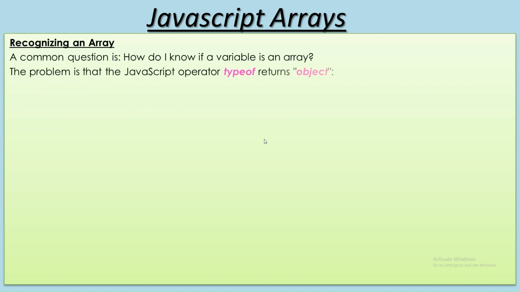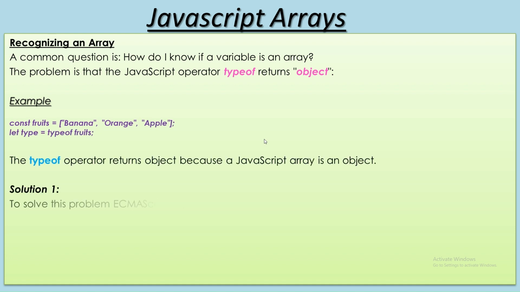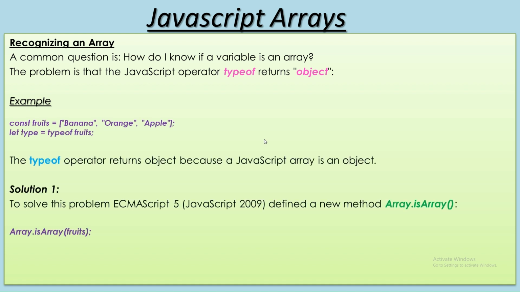Recognizing an array. The common question is, how do I know if a variable is an array? The problem is that the JavaScript operator typeof returns object. For example, const fruits = ["Banana", "Orange", "Apple"]. Let type = typeof fruits. The typeof operator returns object because a JavaScript array is an object.